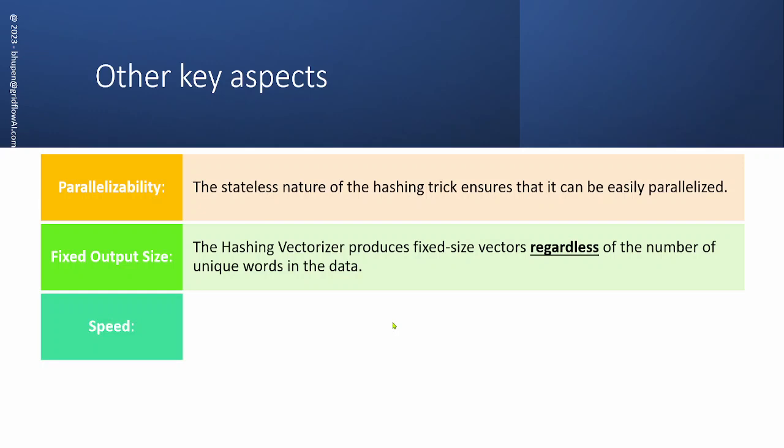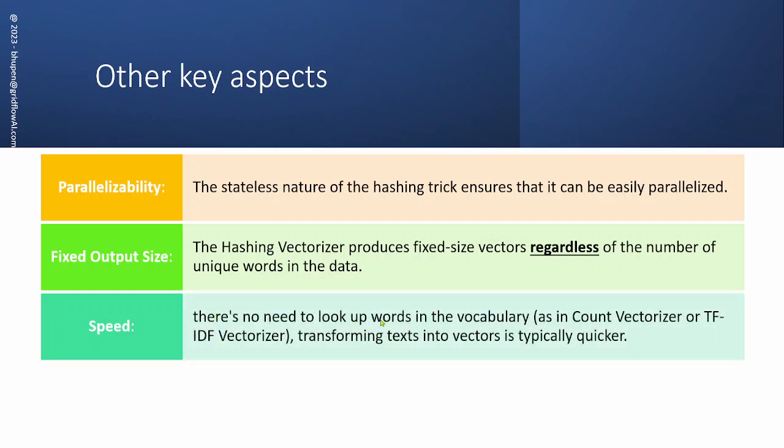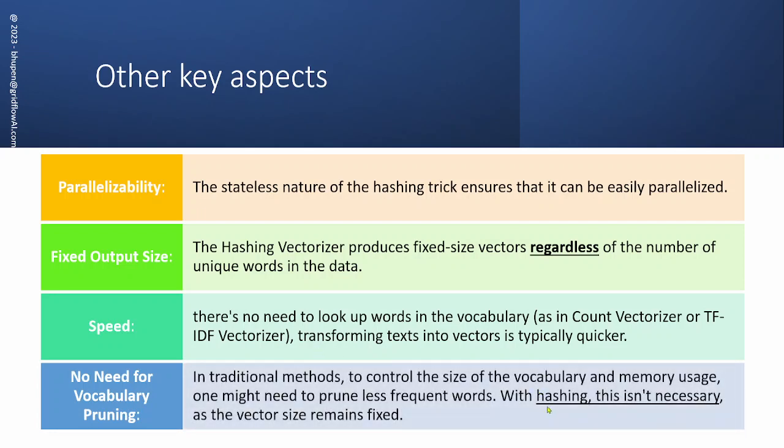Since it is stateless, hashing vectorizer proves to be a lot quicker and faster. There is no need to build a vocabulary, and hence there is no need to tune the vocabulary length as such. With hashing vectorizer, this is not required as the vector size is the same. If you have mentioned that your hashing vectorizer should be able to handle 50,000 words, that's going to be the same.